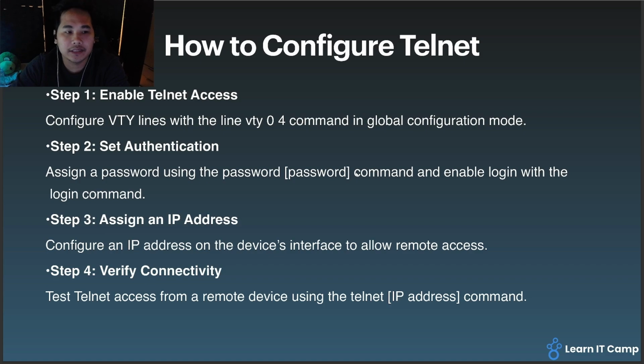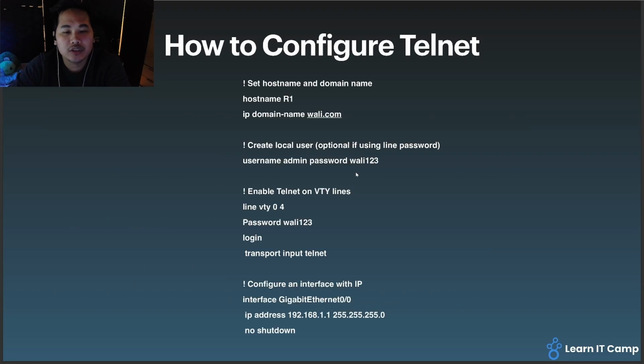How to configure Telnet? First is to enable Telnet access. Second is to set up authentication. Third is to assign an IP address, and step four is to verify connectivity. As you can see here, this is how you configure Telnet: set the hostname and domain name, create a local username, enable Telnet on the VTY lines, and configure an interface with an IP.